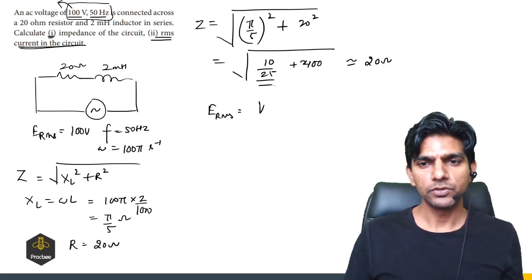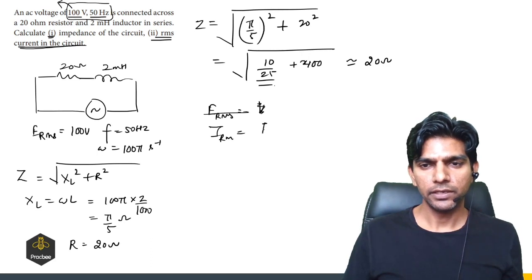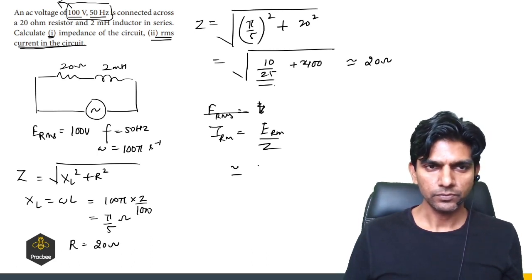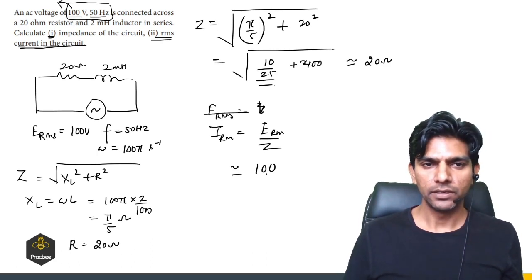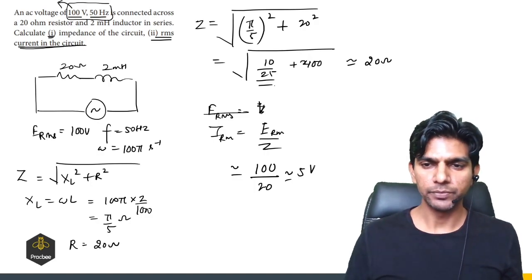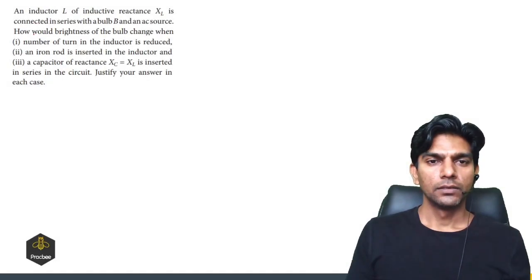RMS current, so this will be I RMS, which is E RMS divided by the impedance. So it will be nearly equal to 100 divided by the impedance, that is nearly equal to 20. So this will be nearly equal to 5 volts. Sorry, not 5 amperes, right? Not volts. Now let us see the next question.